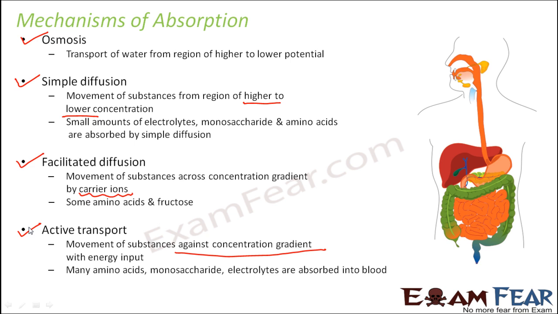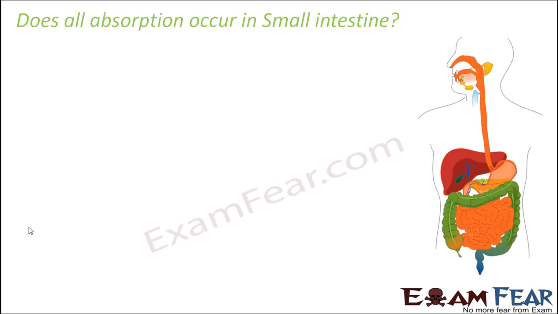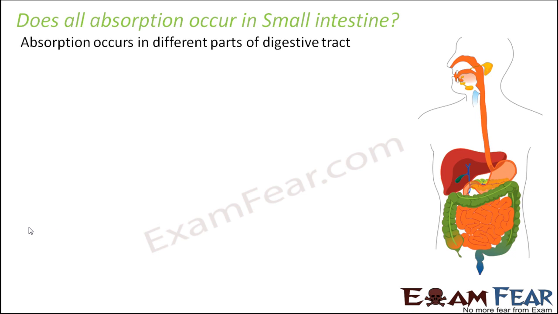So now the question is, where does absorption take place? Does all absorption occur in small intestine? Because as I was telling, small intestine is the main site where nutrients from the food are absorbed. But does that mean that the entire process of absorption takes place only in small intestine? Well, to be very clear, not exactly. Absorption occurs in different parts of the digestive tract. So in many other parts also absorption takes place. But then again, most of the absorption, or maximum absorption, occurs in small intestine.